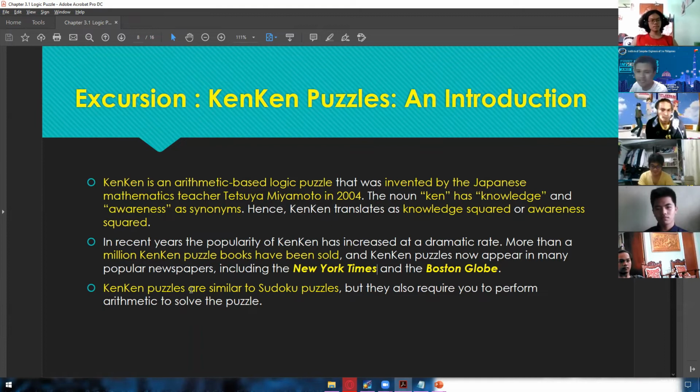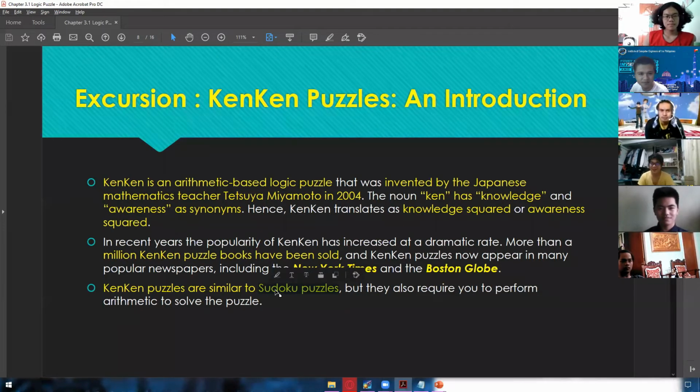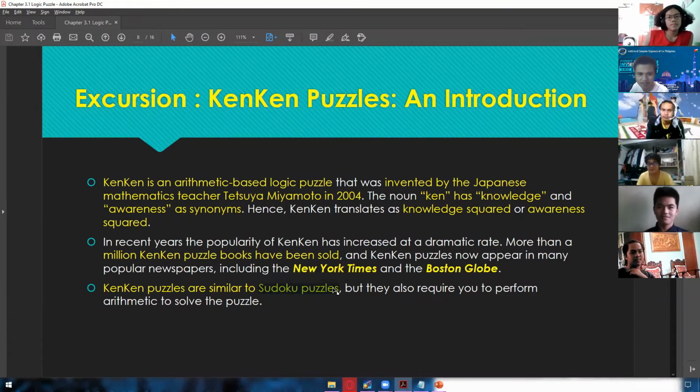KenKen puzzles are similar to Sudoku puzzles. I'm pretty sure that most of us here have already tried solving a Sudoku puzzle. Maybe some of you have, right? Or all of us probably know the Sudoku puzzle. Is there anyone who doesn't know how to solve a Sudoku puzzle? Mr. Dulnuan, sir, do you have any idea what a Sudoku puzzle is? Okay, great. Don't be shy if you don't know.